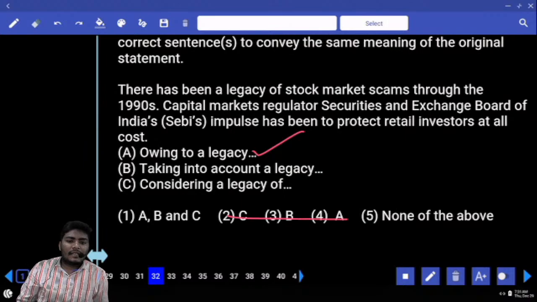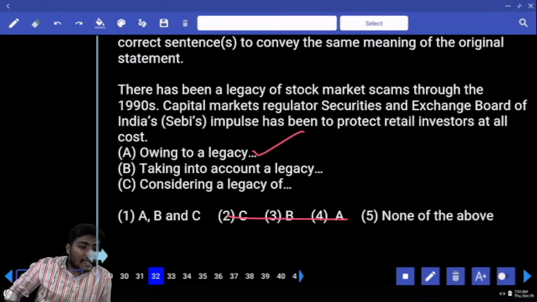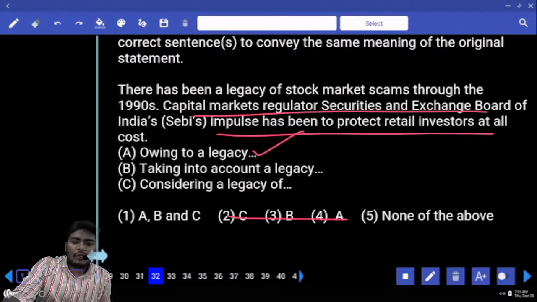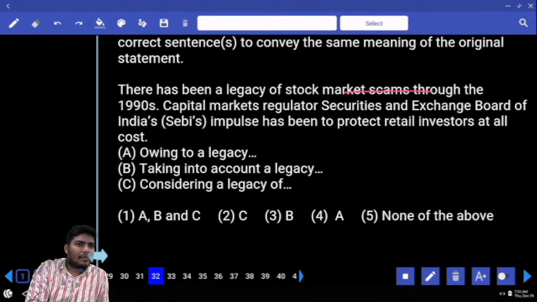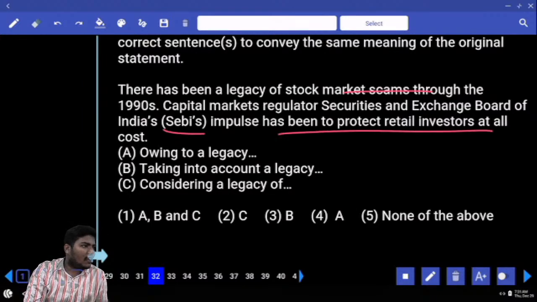Now, there has been a legacy of stock market scams through the 1990s. The capital markets regulator SEBI's impulse has been to protect retail investors. So there were so many scams. You know this situation? What is that movie? Scam 1994 or 1998, some movie is there, no? What is that fellow's name? Harshad Mehta. During that time, there were so many scams. Now SEBI's duty is to protect retail investors at all cost, whatever it might be. They have to protect them.